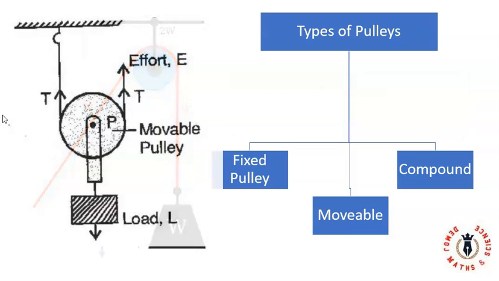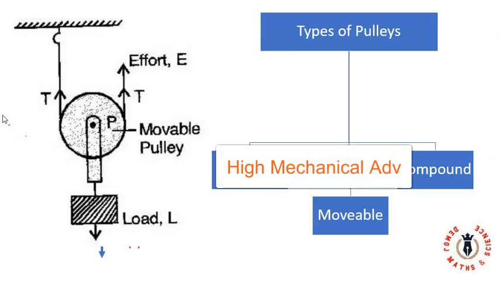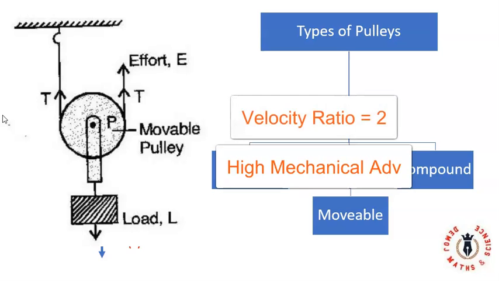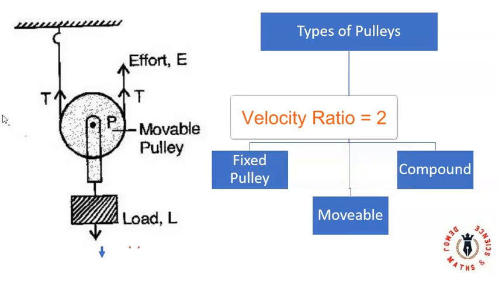The second system is the movable pulleys. The movable pulleys, unlike the fixed pulleys, have higher mechanical advantage. Like the name depicts, it's movable. One unique thing about the movable pulley is that the velocity ratio of the movable pulley is equal to 2.